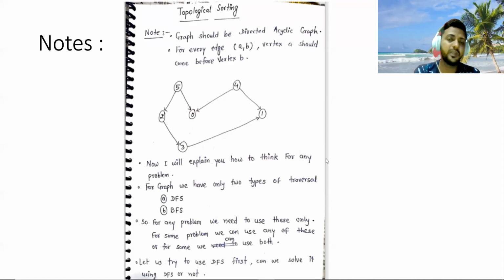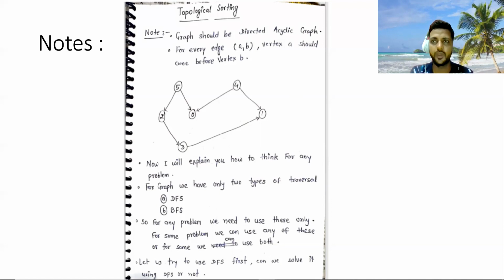Okay, now I will explain how to think for any problem. For a graph, what do we know? We just know two traversal techniques. One is DFS, one is BFS. It means out of these two, we need to use any one of them, or we can use both. We are not sure as of now. But for every graph question, you need to use one of these traversal techniques, because without traversing the graph, we can't do anything. So either we need to use DFS or BFS. That is the most important part you need to think about.